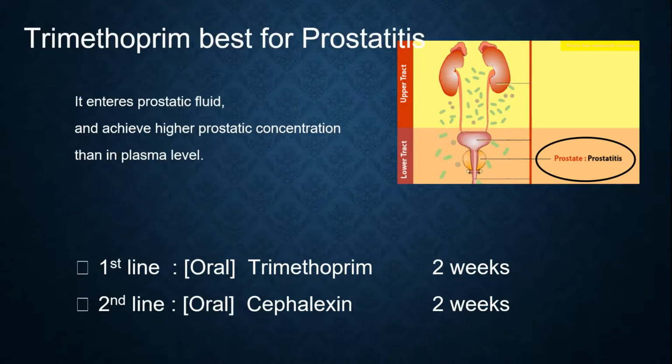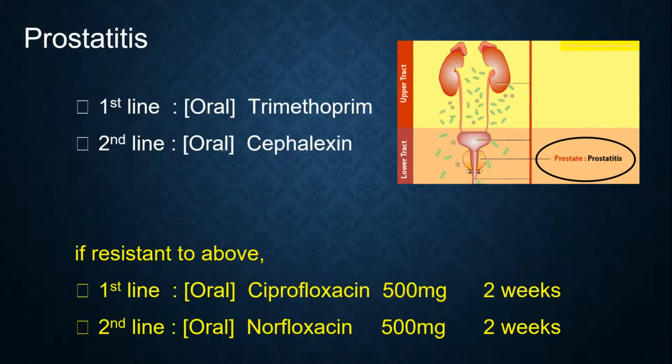We use trimethoprim for the first line because it enters prostatic fluid and achieves a higher prostatic concentration than in plasma level. So there are some medicines that we cannot use because of prostatic fluid, and we'll discuss it later. And if the patient is resistant to the above, then we can use ciprofloxacin for 2 weeks or norfloxacin as second line for 2 weeks.